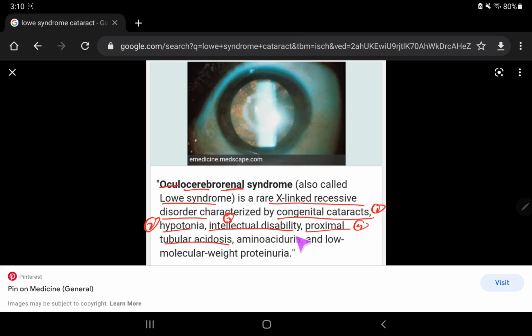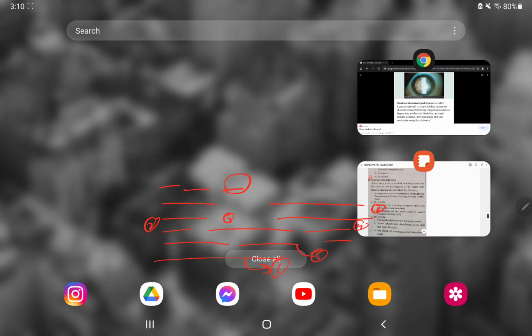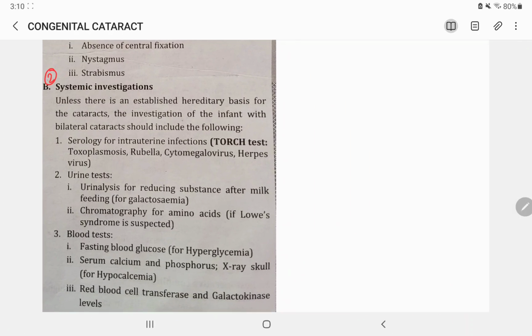is proximal tubular acidosis and aminoaciduria, that is, presence of amino acids in the urine, and low molecular weight proteinuria. This is all in the renal part. So low molecular weight proteinuria also occurs. We do this test for the diagnosis: we do chromatography for amino acids.